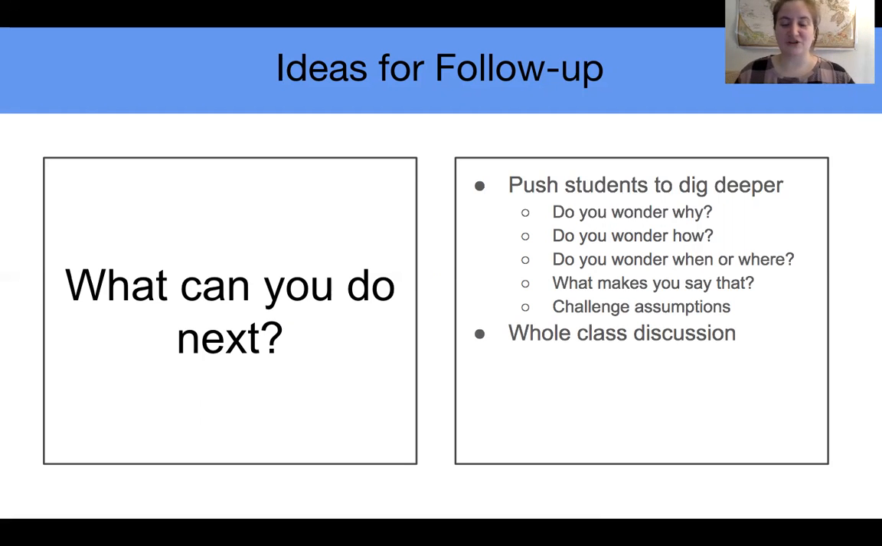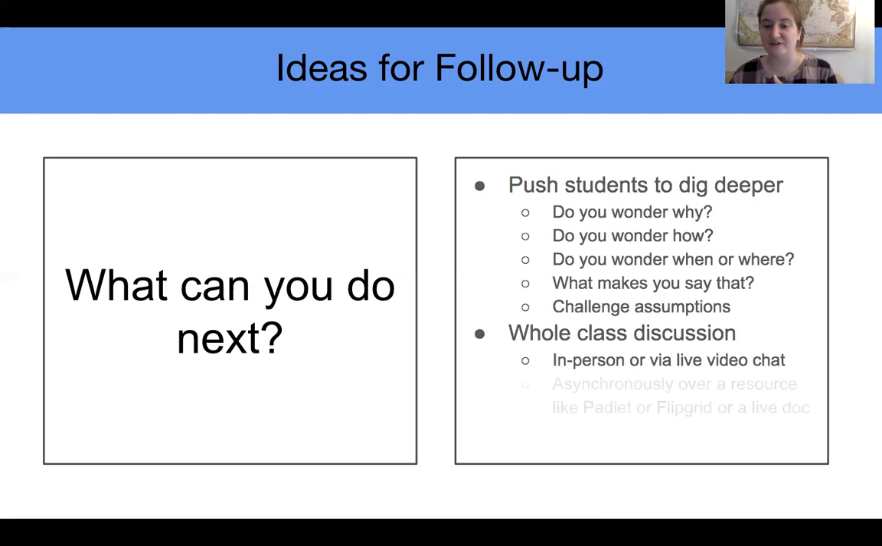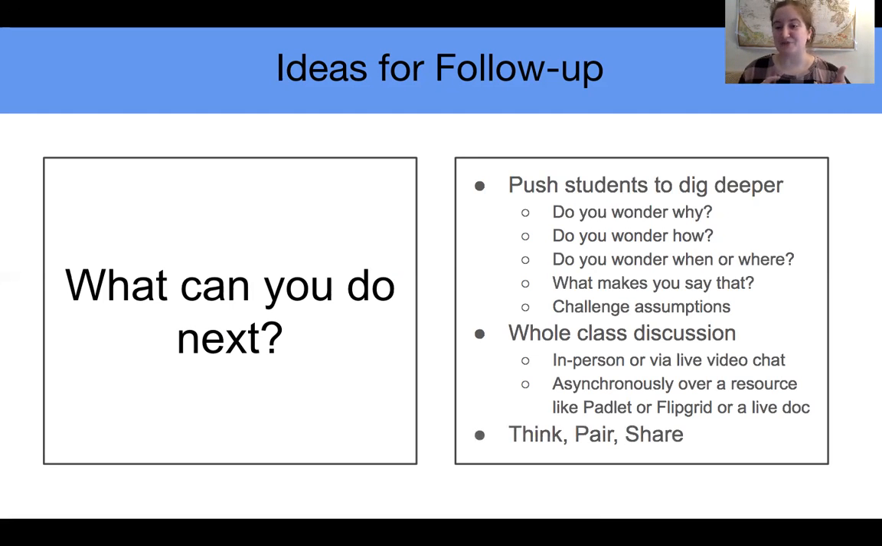One thing that's great after using the SeeThinkWonder routine is to have a whole class discussion where you're sharing out, and this can happen in person or via video chat or even asynchronously. You can have kind of like a chalk talk discussion over Padlet or Flipgrid or a live doc where students are typing on. And another option for that is to do a think, pair, share routine.